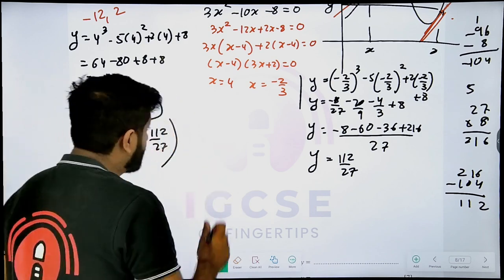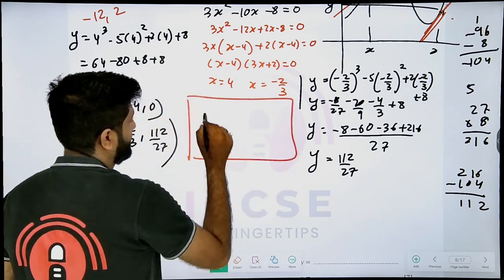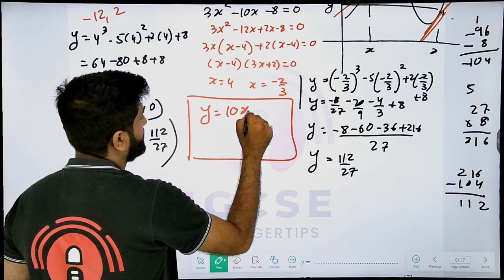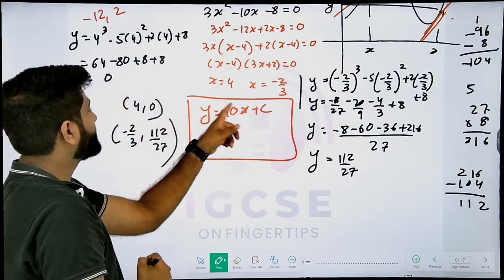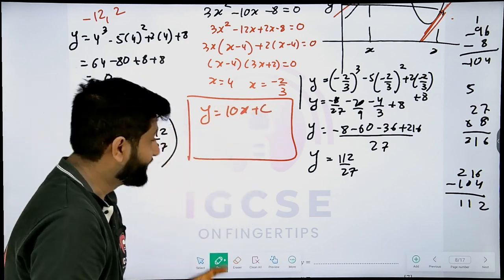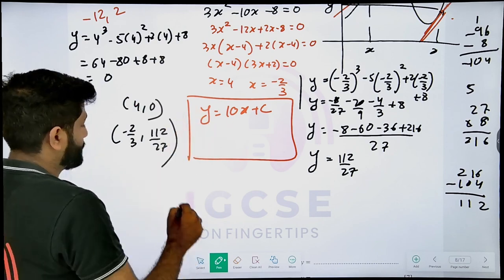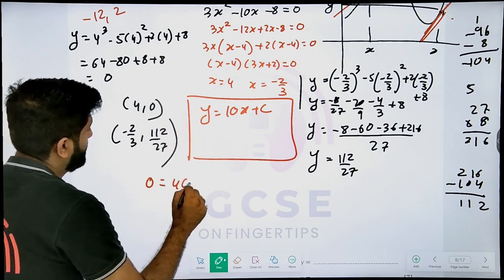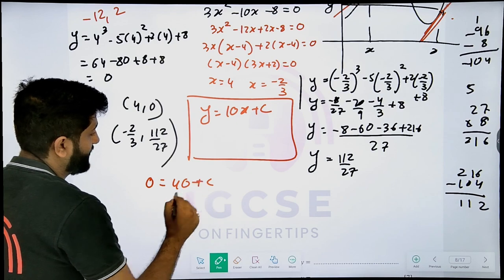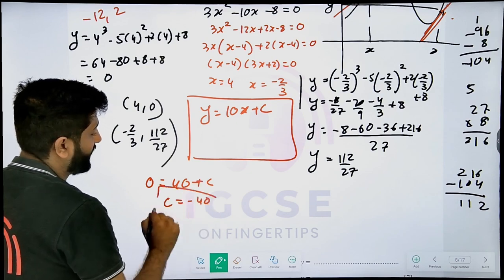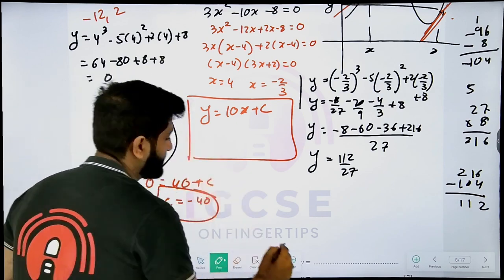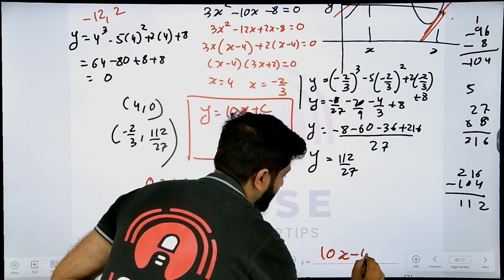Now I already knew that the gradient is 10. So y equals 10x plus c. Now I'll substitute the value of x and y to find c. So when x is 4, y is 0. So you have 0 equals 40 plus c. So c is negative 40. So one equation is y equals 10x minus 40.